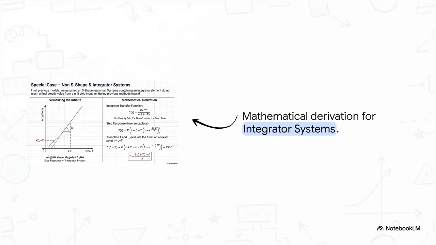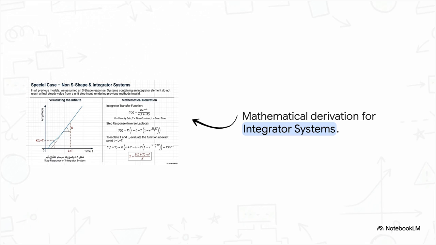This visual brilliantly illustrates that exact nightmare scenario. On the left, we've got a unit step input, but instead of settling into a nice S-curve, it just ramps up and keeps going. It's an infinite incline. This is an integrator system. Now notice the mathematical derivation on the right. Our transfer function, G(s), looks way different now. We have a solitary s in the denominator multiplying the time constant term. That s is the integrator element.